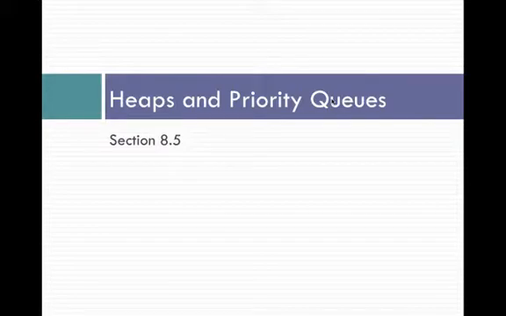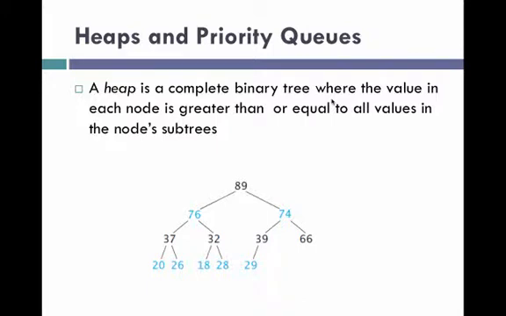In this slidecast, we'll talk about heaps and priority queues. A heap is a complete binary tree. The value of each node is greater than or equal to all values in the node's subtrees. So notice in this tree, 89 is the largest value in the tree. In this subtree located here, 32 is the largest value in this subtree.